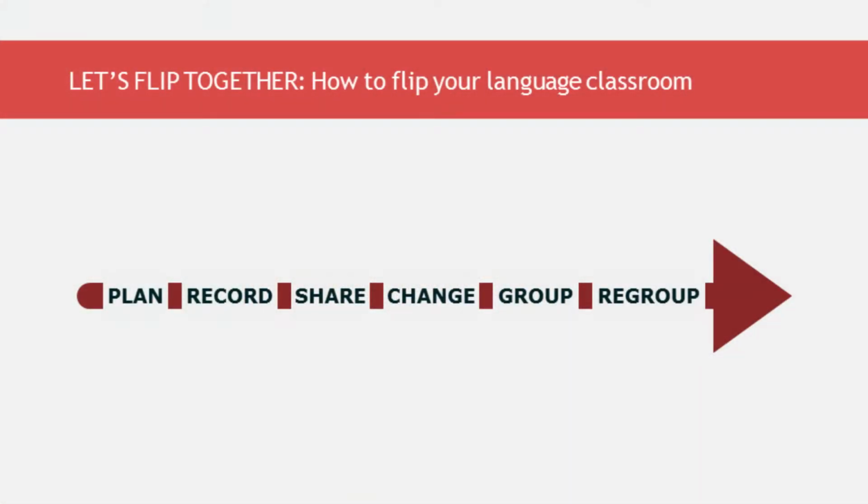Change. After viewing the lesson, students are prepared to actually go more in depth. Group. An effective way to discuss the topic is to separate into groups where students are given a task to perform. For example, write a poem, write a play, make a video, and so on.